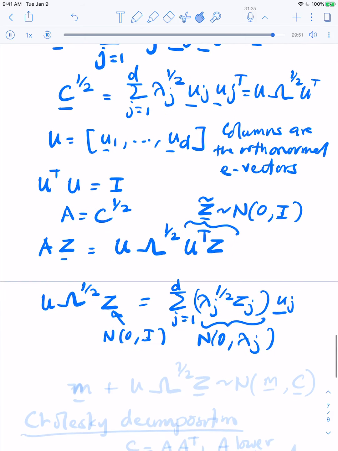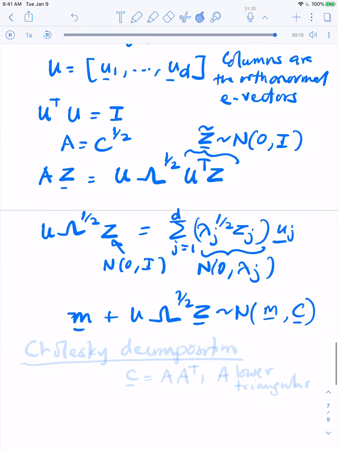And of course, in order to add a mean to it, you just add a mean to it, right? So basically, mu plus U lambda to the half Z is Gaussian mu, C. So this is the desired distribution I want. So that's how you generate a Gaussian random vector. That's one way you generate a Gaussian random vector.